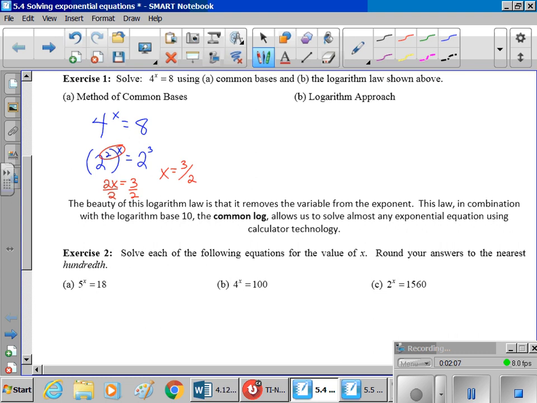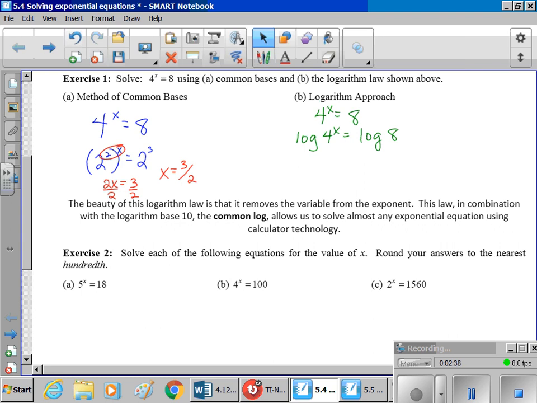Now using the logarithmic approach, we're going to start with the same problem. We're going to say 4 to the x is equal to 8, and we're going to log both sides. Now, common logarithm is basically what we use, but you can really log in any base. But we're going to use common logarithm. So we're going to log 4 to the x is equal to log of 8. And remember, you can do anything to either side of the equal sign and maintain the equality.